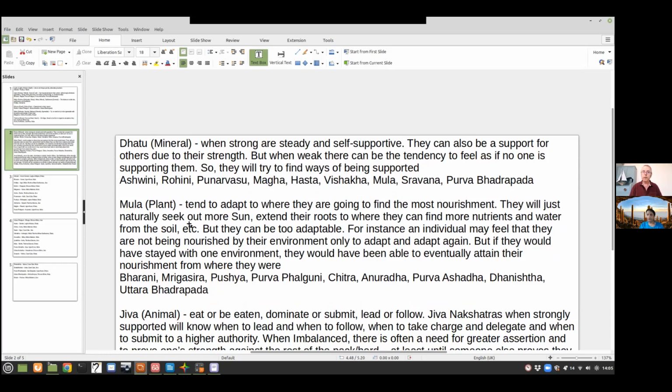And a good way to do this, if you know the order of the nakshatras, is you just start with the first nakshatra. Every third one will be a mineral nakshatra. So Ashwini, Bharani, Kritika, Rohini, and you can see how that goes. So the mineral nakshatras are Ashwini, Rohini, Punarvasu, Magha, Hasta, Vishaka, Mula, Shravana, and Purva Bhadrapada.